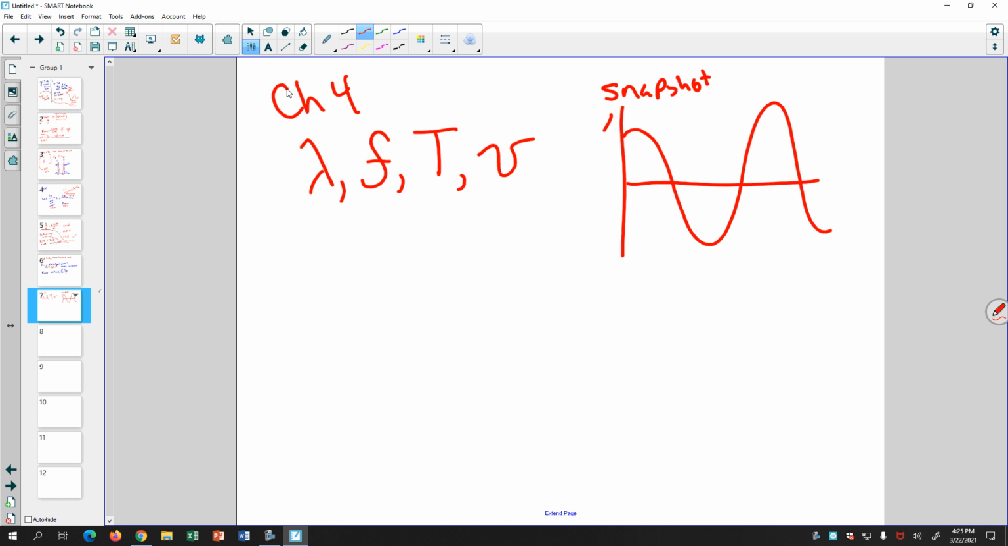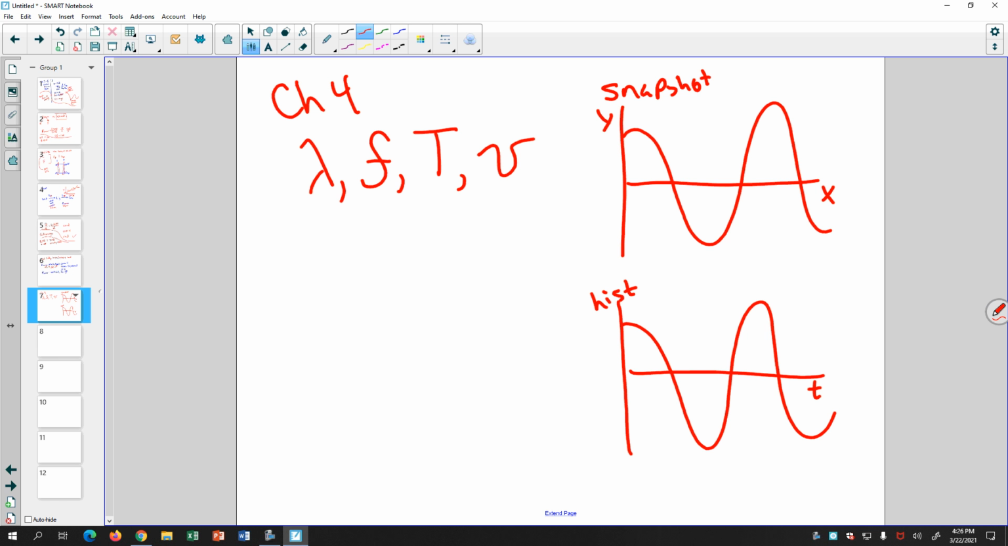You can tell a snapshot because it has distance measurements on both axes, as opposed to a history graph, which might look the same, but it will have time on one of the axes. Right? History has to do with time, so that's how you know. With a snapshot graph, I can figure out the wavelength. With a history graph, I can figure out the period. So the period is the time for one wavelength to pass.